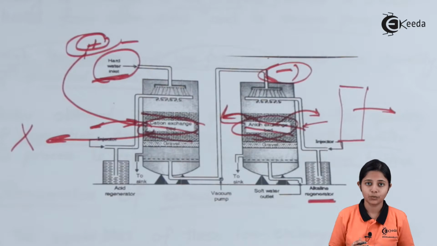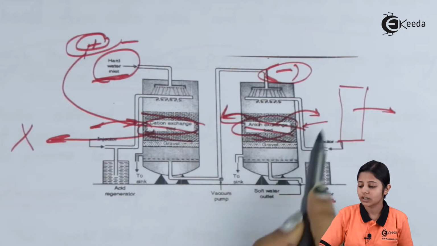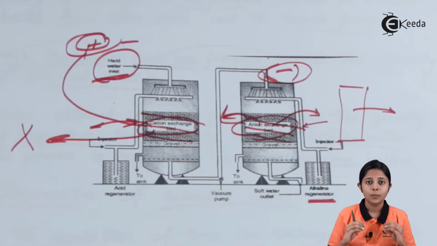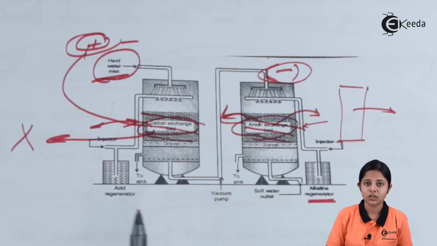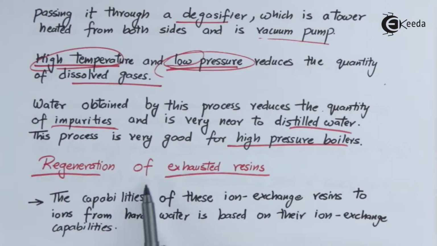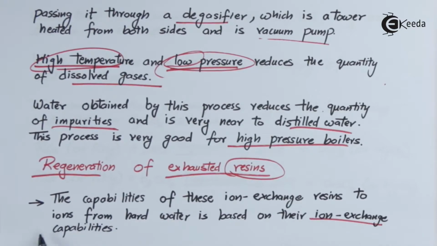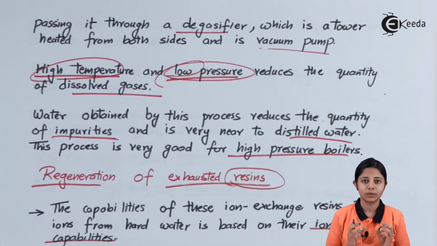So after a certain point of time, we will have to regenerate the cation exchange bed as well as the anion exchange bed. What is regeneration? Providing the original ions to the bed is known as regeneration. We will see the process of regeneration for both the cation exchanger as well as the anion exchanger. Regeneration of exhausted resins. These resins are nothing but the cation exchange bed and the anion exchange bed. The capability of these ion exchange resins to remove ions from hard water is based on their ion exchange capacities. Let us see the ion exchange capacities of the cation exchanger and anion exchanger in detail.